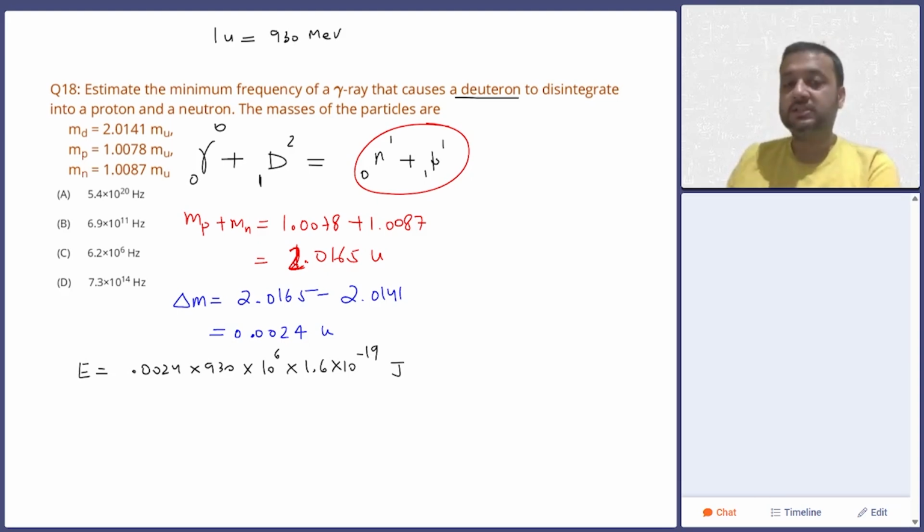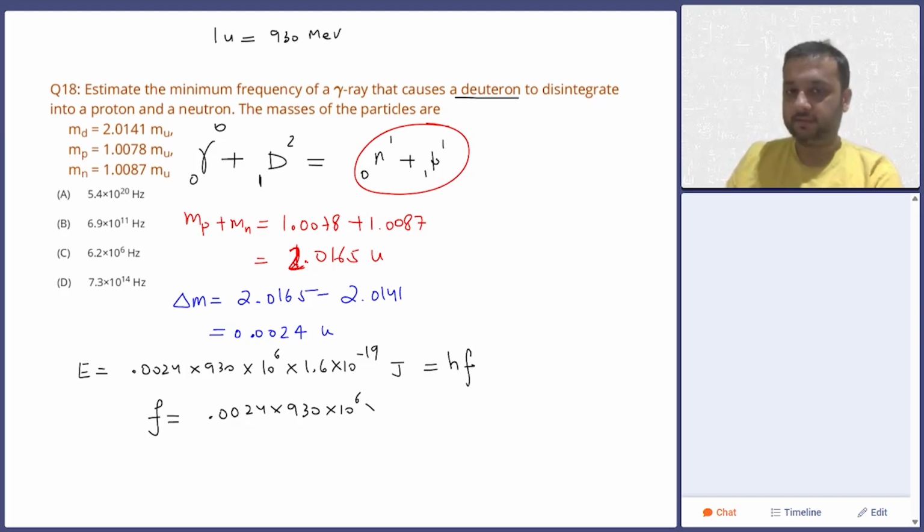So basically this many joules of energy you need, and now you can find the frequency of the gamma ray photon. Let us assume that f is the frequency of the gamma ray photon. So the energy should be equal to h into f. If you throw the gamma ray photon of this frequency f, its energy should become equal to this required value. So f will be 0.0024 into 930 into 10 to the power 6 into 1.6 into 10 to the power minus 19 divided by Planck's constant, which you know is 6.63 into 10 to the power minus 34.